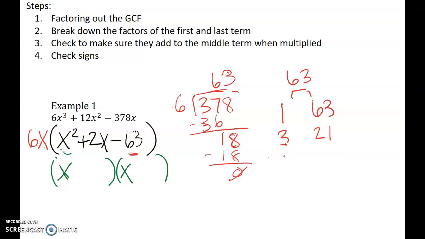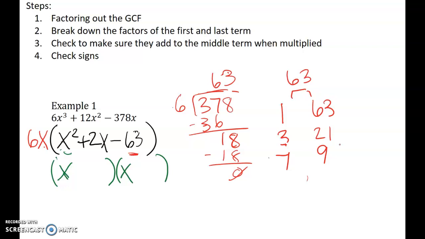6 does not. 7 goes into 63 9 times, and 8 does not. So these are all my factors, and the reason I know I can stop is because my next number I would try is 9. Well, I know 9 goes into it 7 times, it's already here. So I just keep going until I get all the factors that multiply to 63.